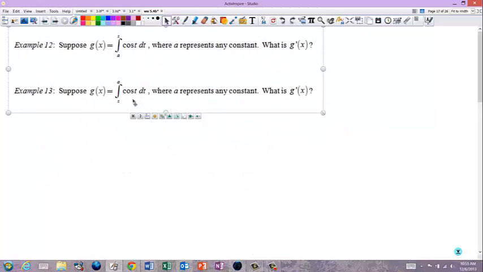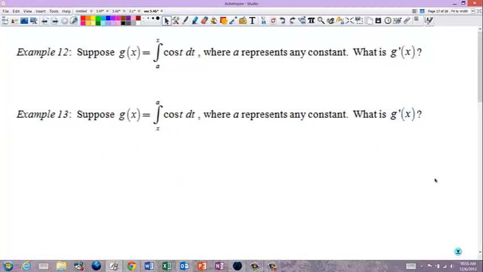Okay, example 12. It says, suppose g of x equals the integral from a to x of cosine t, where a represents any constant. What's the derivative? Well, basically, this is the bottom line. If you take the derivative of an integral, you just fill this in.